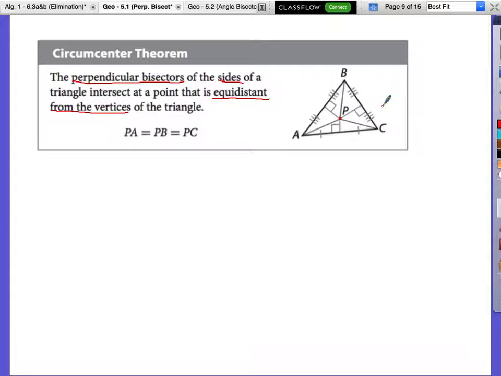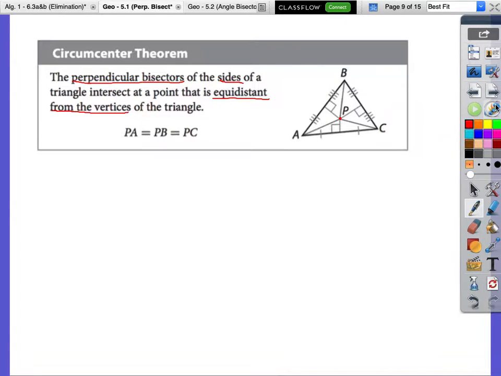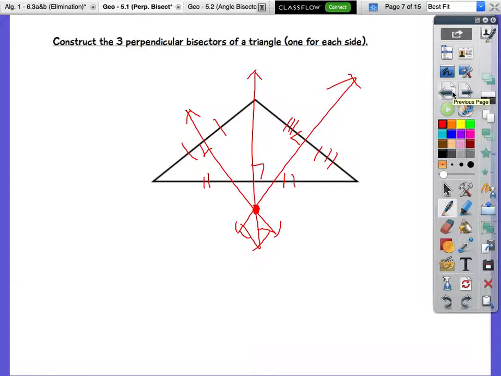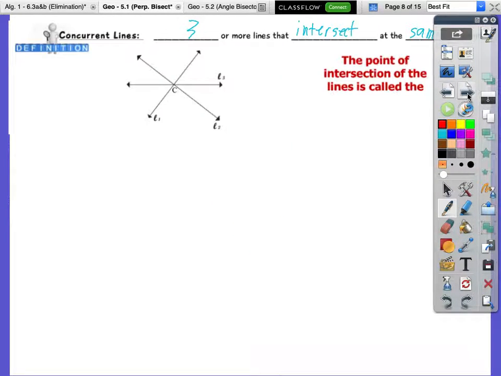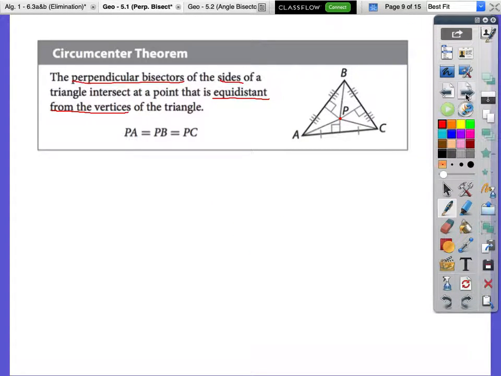That's our theorem for the circumcenter. When we have the circumcenter, which is where the three perpendicular bisectors are concurrent, then that will be equidistant from the vertices. So this circumcenter on our triangle that we constructed would be equidistant from all three vertices, guaranteed as long as you did our construction correctly, even though it's outside the triangle right now. And this would be the only spot that happens.